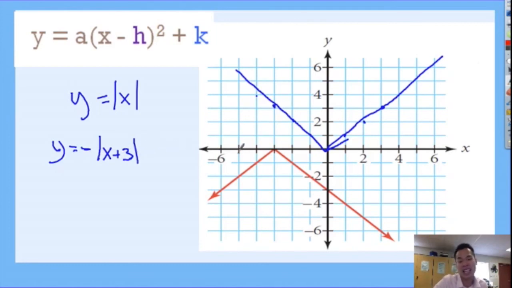And then it actually hasn't gone anywhere. It hasn't gone up or down. There's no vertical translation. So my final answer is y is equal to -1 times the absolute value of x plus 3, or like I just wrote, y is equal to negative absolute value of x plus 3.